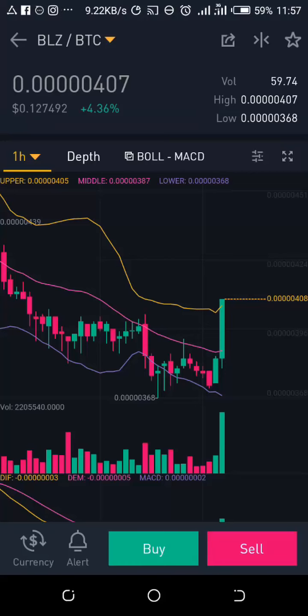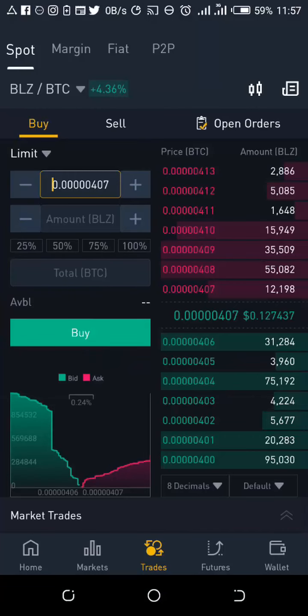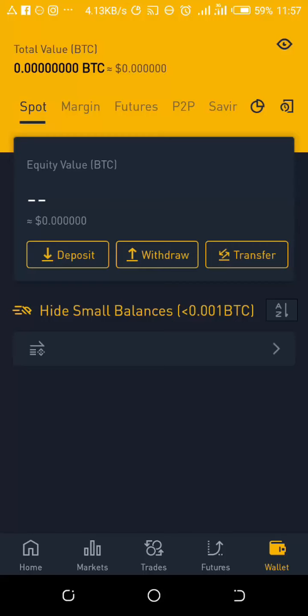Okay, as you can see, it's actually pumping up, right? And the 24 hours high is already 407, and you can see the low is 368. So we're going to buy lower than 407. Okay, now we click on the buy. First of all, let's just look at our wallet balance, what we are going to use to make this trade. I'm going to check the Bitcoin address balance for this trade.